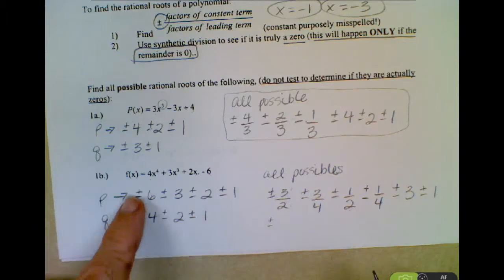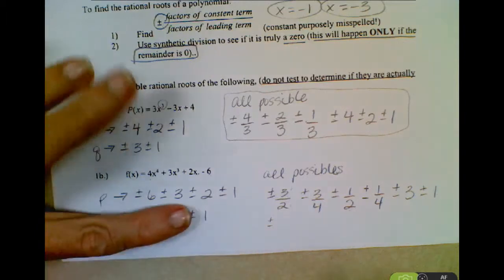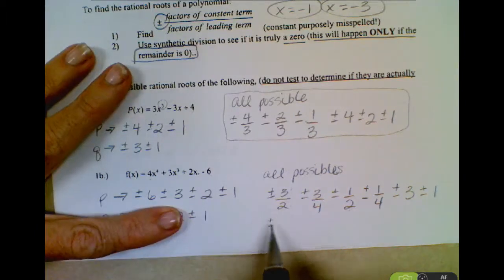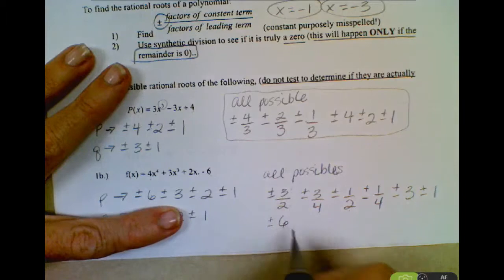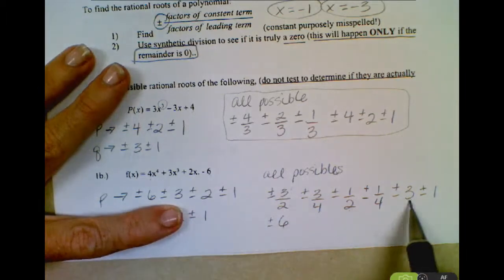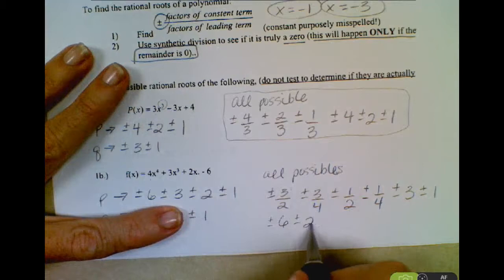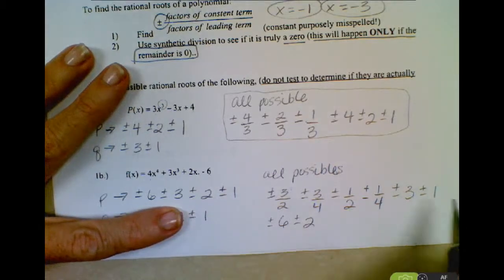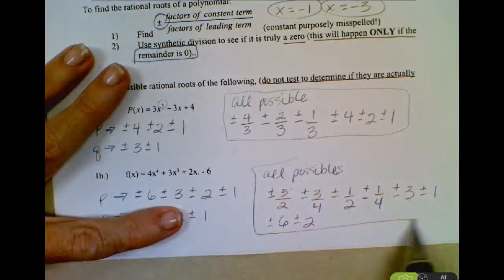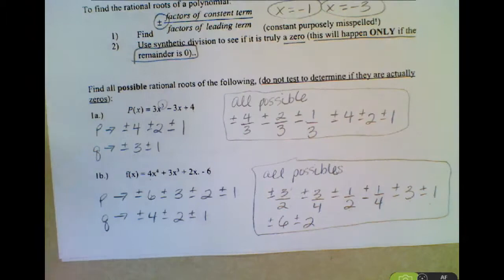Now in the last set, it's all of your p-values just divided by 1. So 6 over 1 is just 6. 3 over 1 we already have here, so we're not going to repeat that again. 2 over 1, so plus or minus 2, and then 1 over 1, which we already have here. So all these are all of our possible values. On the next page, we're going to use the actual rational root theorem, and you're going to apply that to your synthetic division to find possible roots.